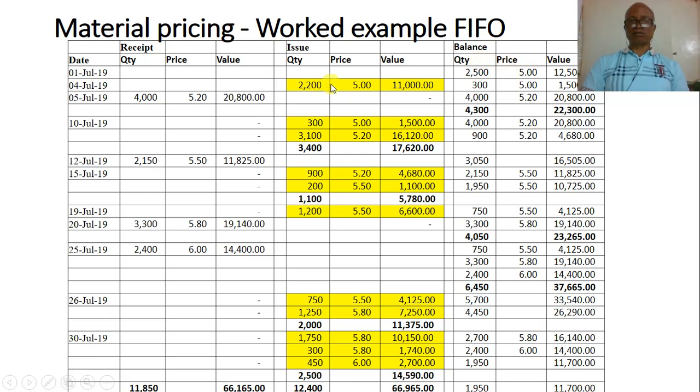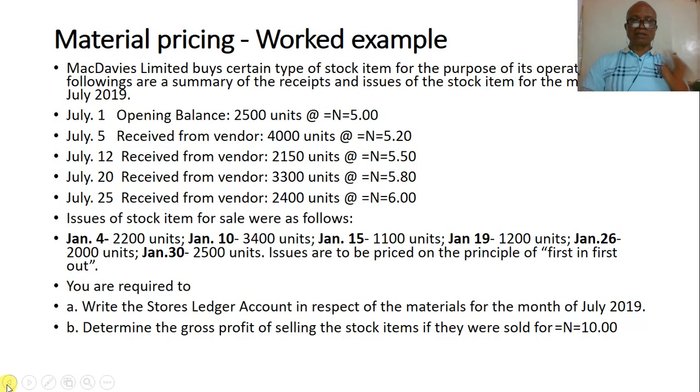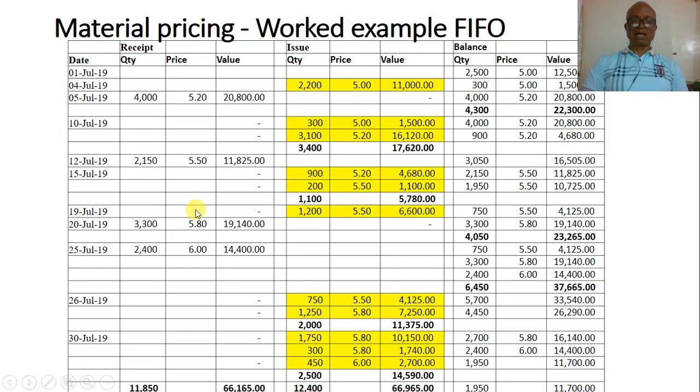So you have 2,200 to be taken out of the store. At what price? At the initial price given, that's 5 naira. If you look at the question, you have it there. The opening balance is 2,005 at 5 naira. So when you are issuing, you are issuing at the rate of 5 naira. Look at the value, it's 11,000. So what you have to do, you have a running balance. Deduct 2,000 from 2,005, you are left with 3,000, and then multiply by 5. So the balance is what you have there at the end of the day.